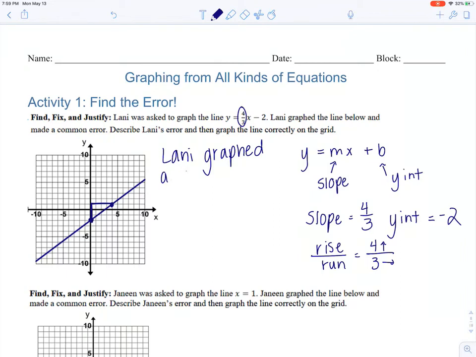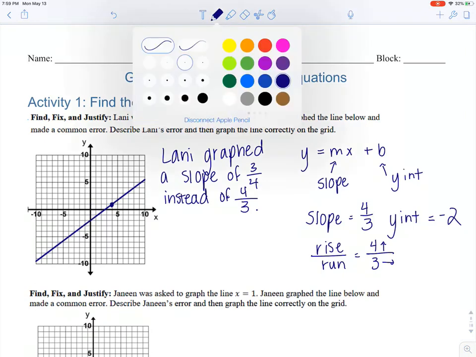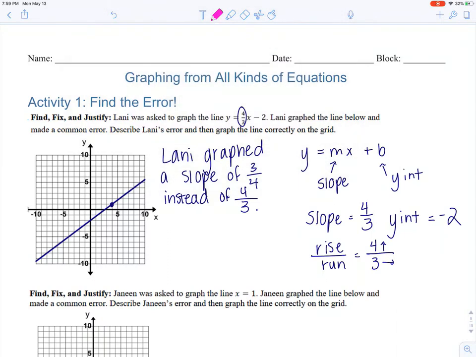So Lainey graphed a slope of 3/4 instead of 4/3. So this is an easy fix. I'm going to do this in a different color so that it sticks out. We're going to start at -2. She did the y-intercept perfectly, but we need to go up 4 over 3 instead of up 3 over 4. So I'm going to count up 4, right 3, up 4, right 3, up 4, right 3.